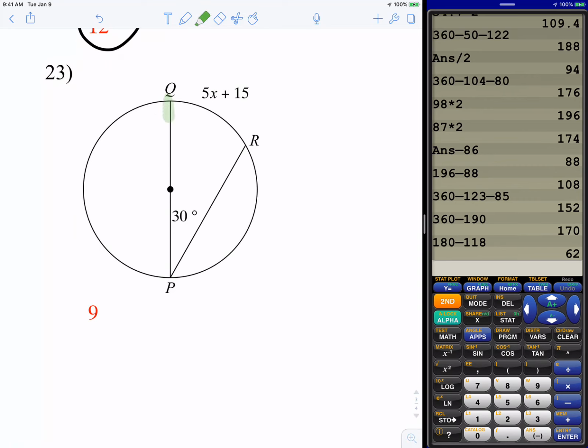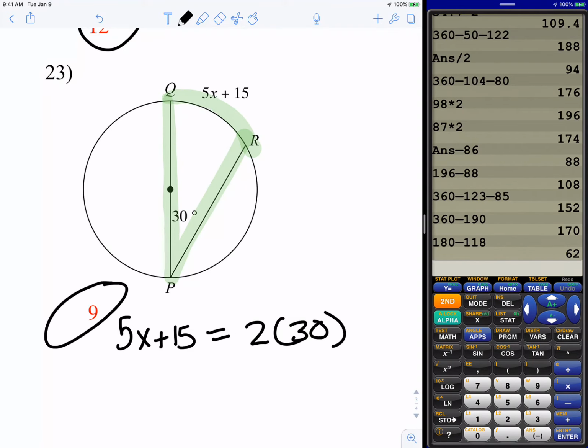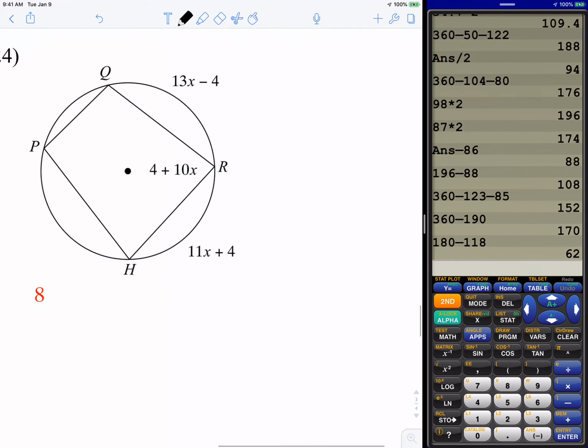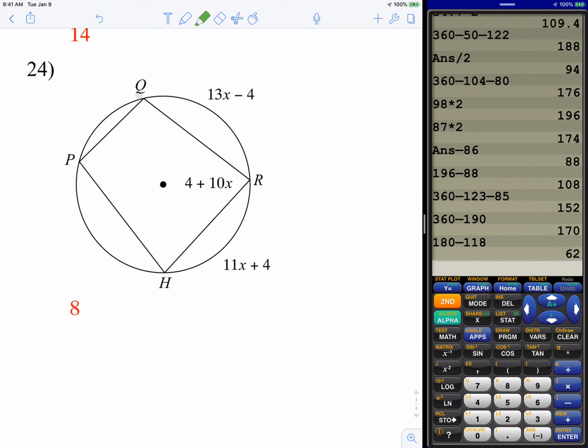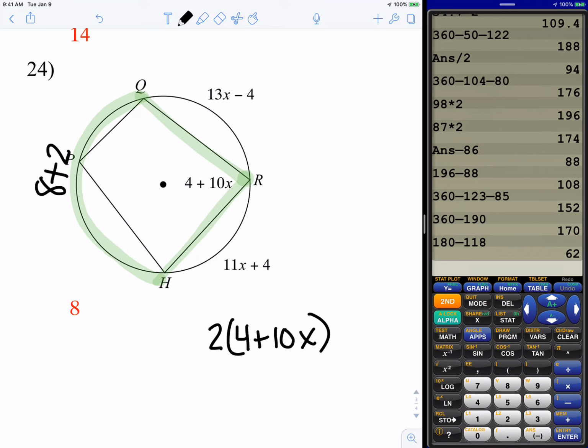All right, 23. That's the inscribed angle. Here's the intercepted arc. So the arc equals 2 times the angle. When I solve for x, I get 9. 24. This angle right here, HRQ, is 4x plus 10. And if I double it, I will get that intercepted arc's measure, because the arc is 2 times the angle. So 2 times 4x plus 10 will give me that arc measure. So this is 8x plus 20.